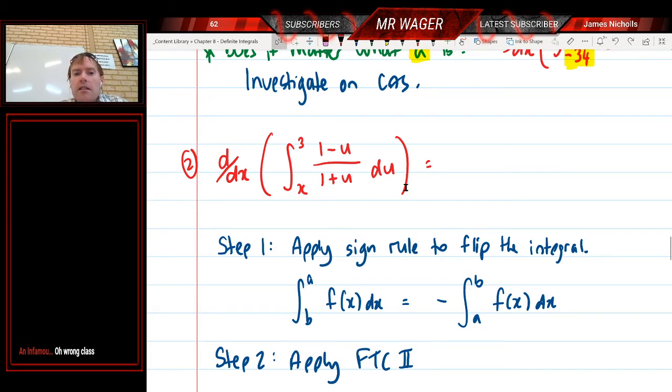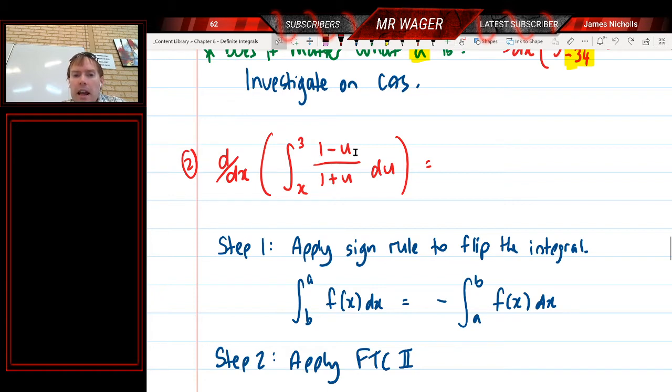So with this type of setup, the first thing we want to do is, whenever you want to flip the lower and upper limits of an integral, what you have to do is make your integral negative. So if we've got a at the top and b at the bottom, and we want to make the a at the bottom and b at the top, so we're basically flipping the upper and lower bounds, we need to apply the negative to our integral, okay? So let's do that first.